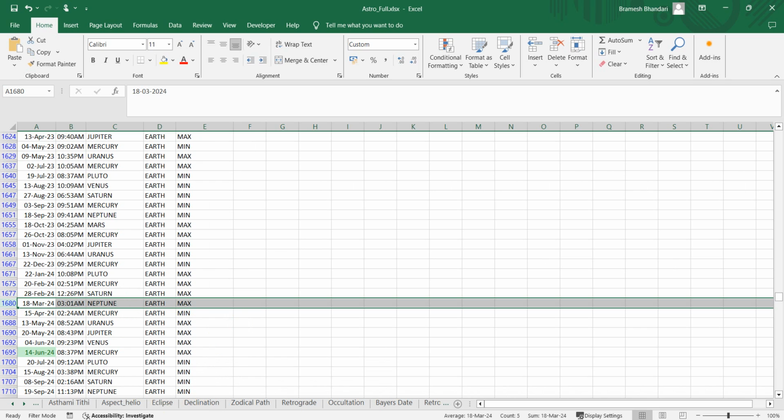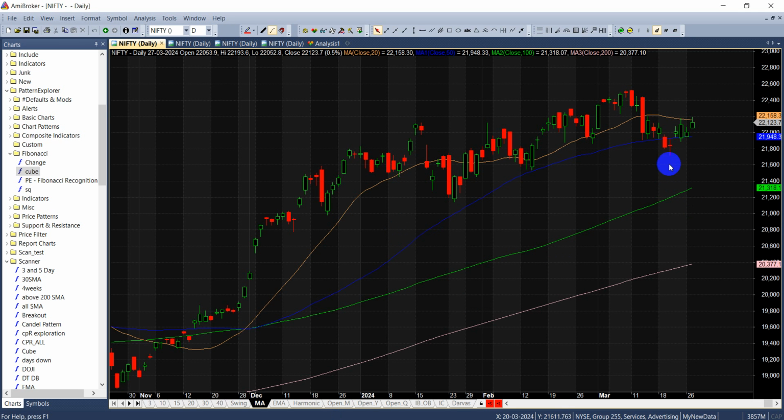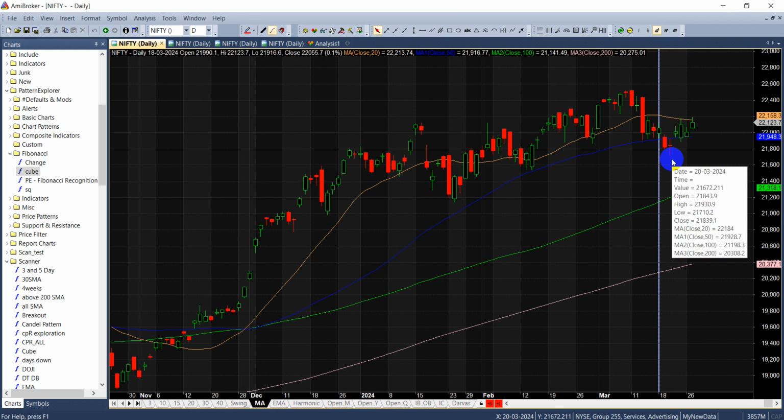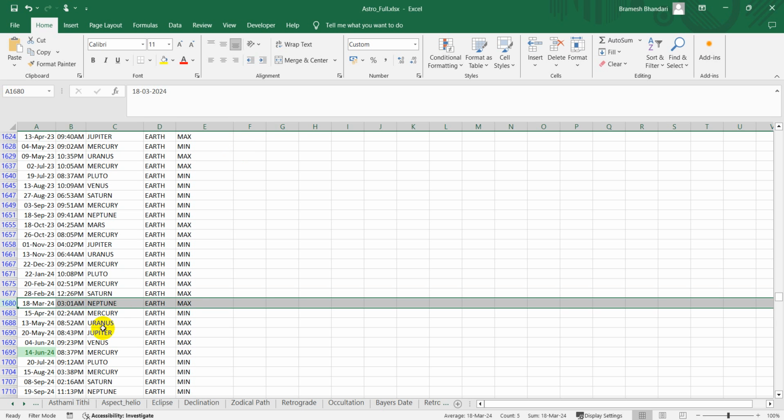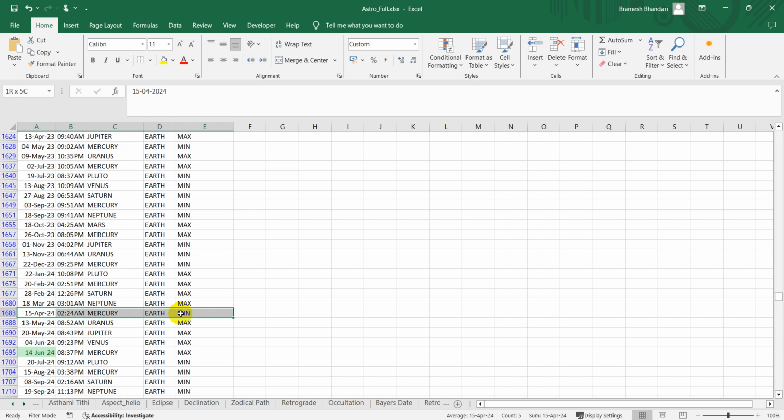Let's see what happened on 18th March in Nifty. So this is 19, this is 18. It broke this low, and we had a good 2 days of fall in the market also. And after that we have 15th April, 13th May. Whereas Uranus Jupiter is on 20th May. Very, very important date. You can keep an eye on this date.